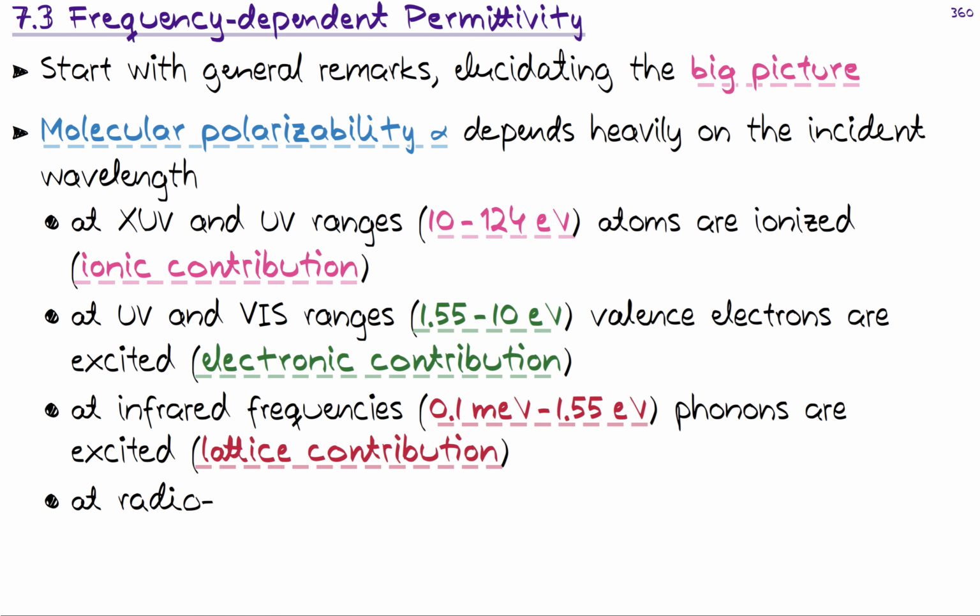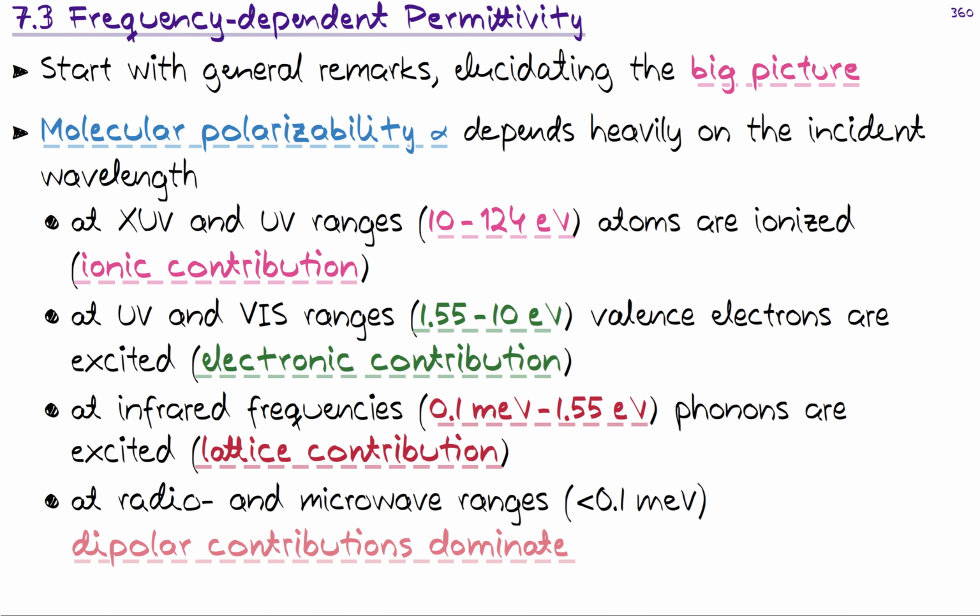And then when we go into even longer wavelengths, so at the radio and microwave ranges, we would be speaking of less than 0.0 milli electron volts per photon energies, and then it would be the dipolar contributions that would dominate. And in terms of what kind of physical contribution we would have in a solid substance, we would often be speaking here of the acoustic phonons that are being excited in our system and that affect how light interacts with matter.